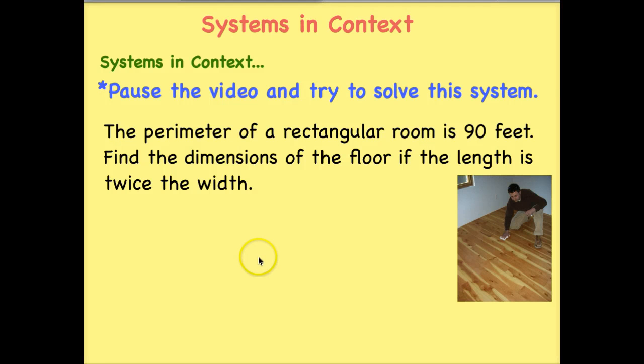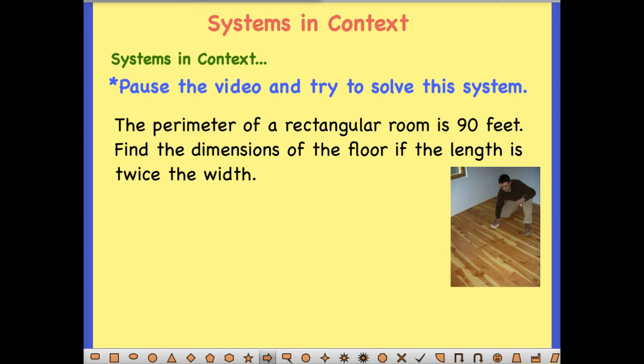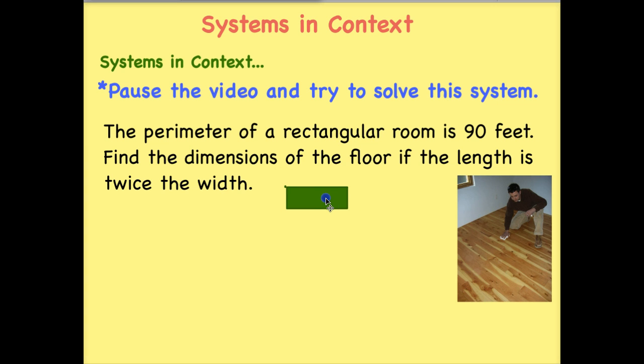Okay, coming back, the easiest thing to do is to actually draw an image of what we have. So it says we have a rectangular room. I'll draw a rectangular room. It says the perimeter of the rectangular room is 90 feet. So we know the distance around this room is 90 feet. We also know that the perimeter of a rectangle is 2 times the length plus 2 times the width.